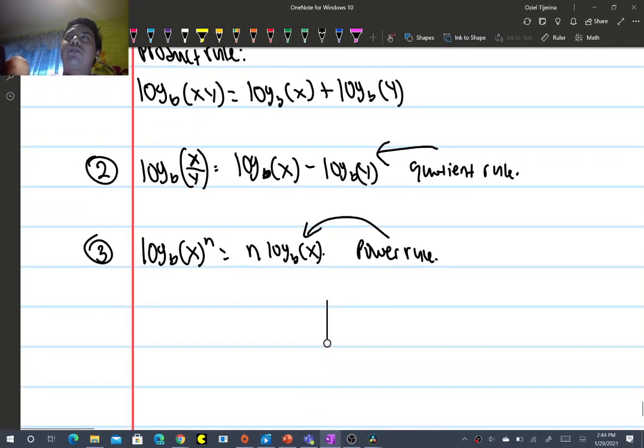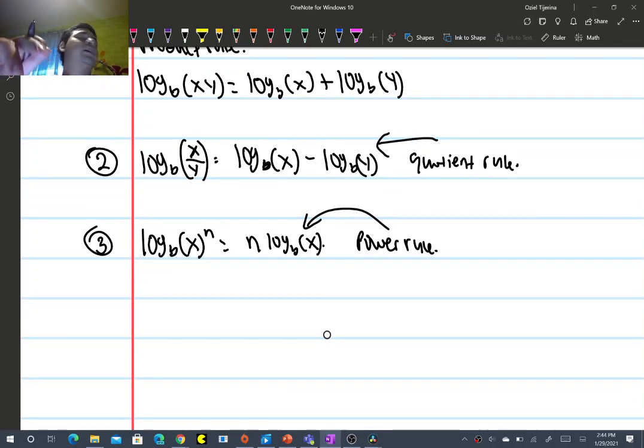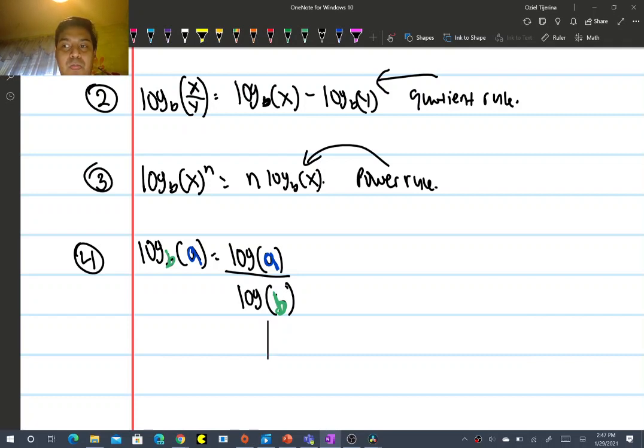And there was also one more that I kind of forgot how to do, which is a little bit difficult to understand and a little bit difficult to memorize. It is called the base formula, or I forgot what it was called. Give me a second. Okay, so log of a over log of b. This is the change of base formula.